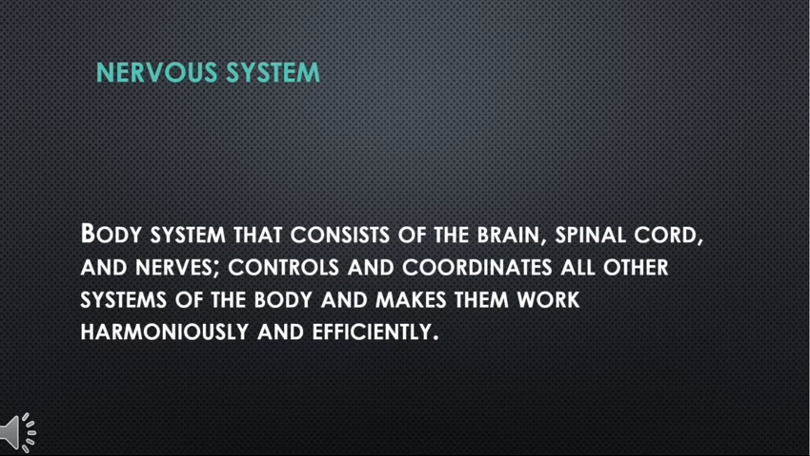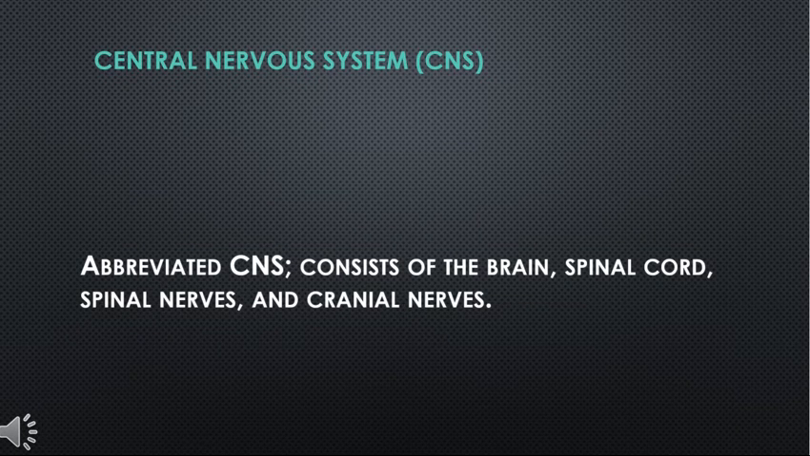Nervous system. Body system that consists of the brain, spinal cord, and nerves, controls and coordinates all other systems of the body and makes them work harmoniously and efficiently. Central nervous system, CNS. Abbreviated CNS, consists of the brain, spinal cord, spinal nerves, and cranial nerves.